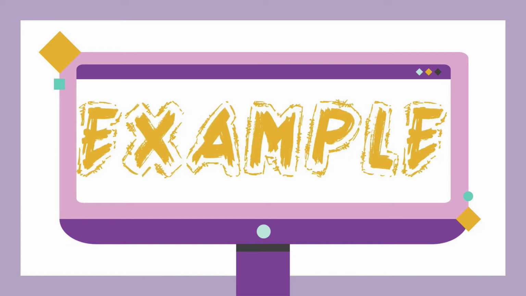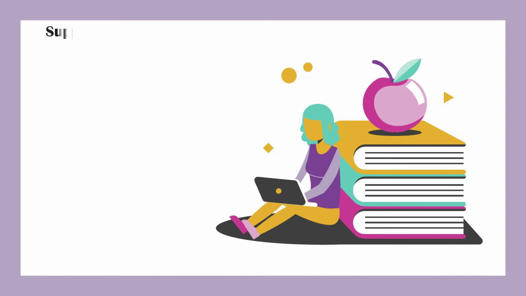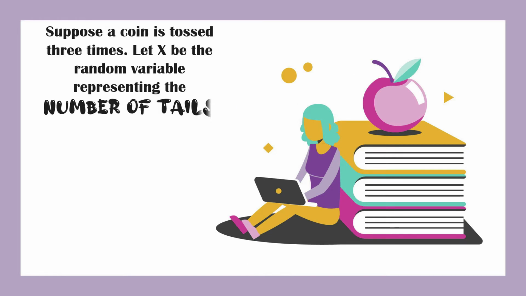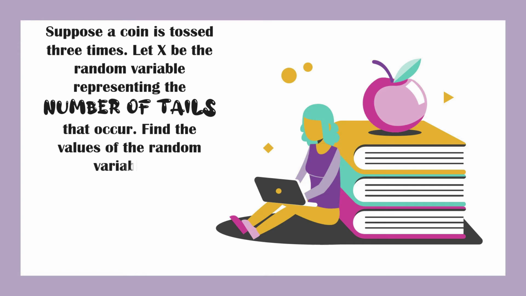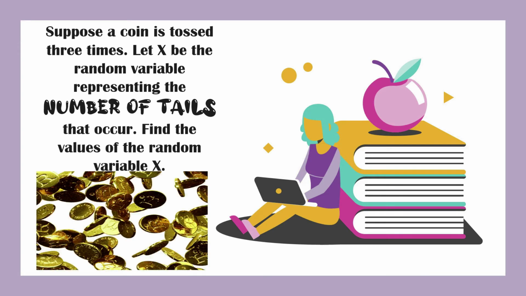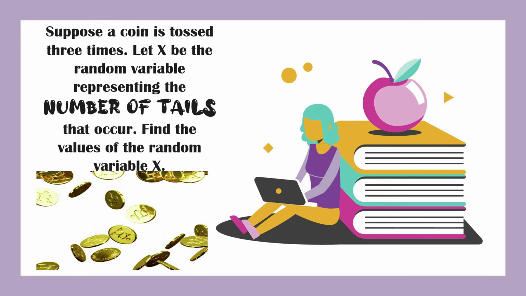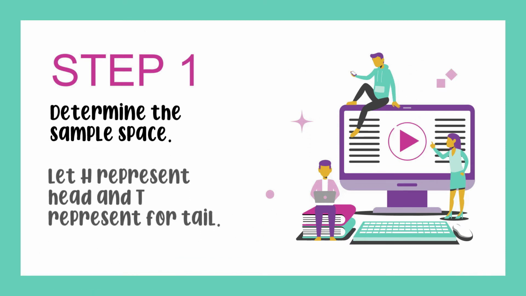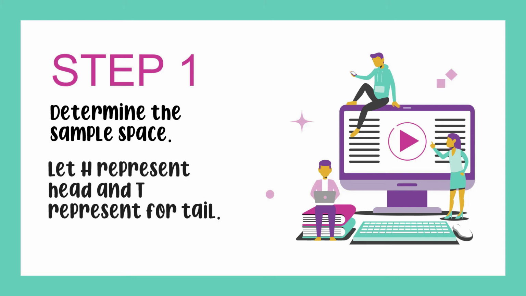Now, let us have some examples in finding the possible values of a random variable. Suppose a coin is tossed 3 times. Let x be the random variable, representing the number of tails that occur. Find the values of the random variable x. The first thing we need to do is to determine the sample space. We then let h represent the outcome when it is a head, and t represent a tail.